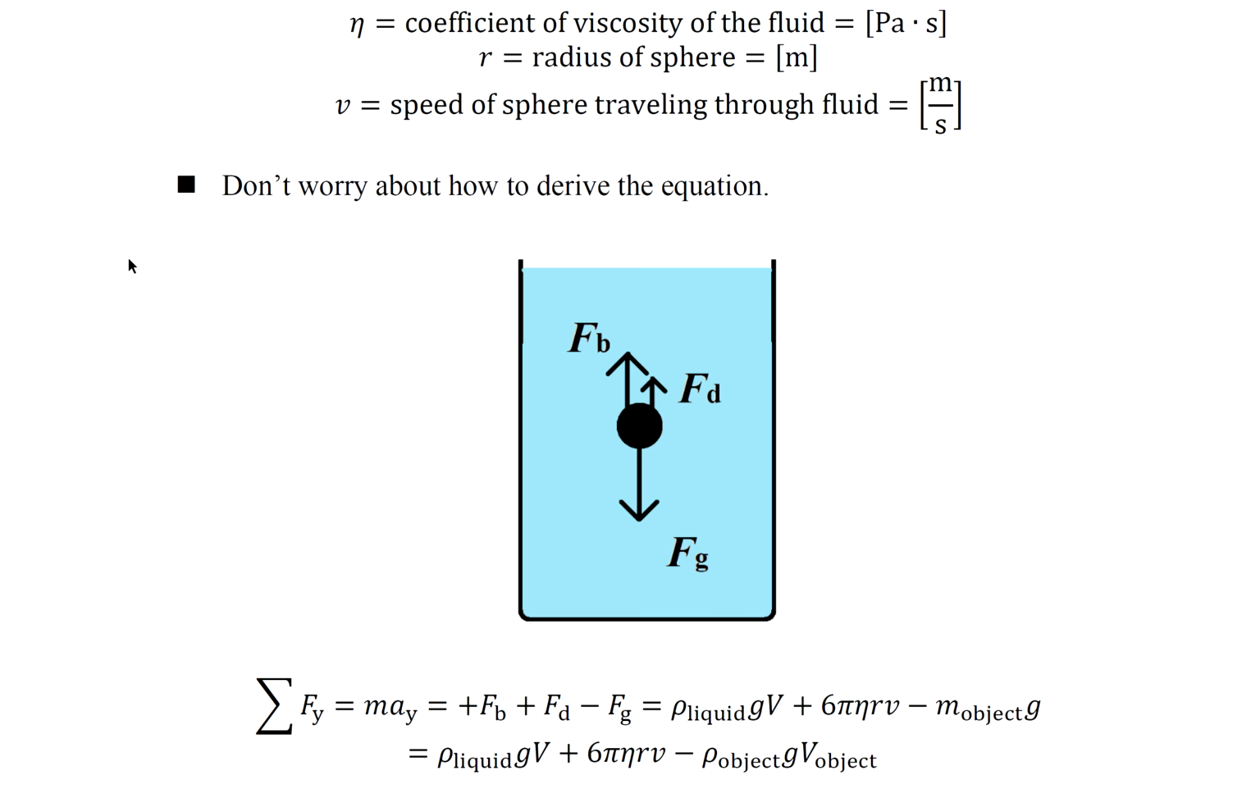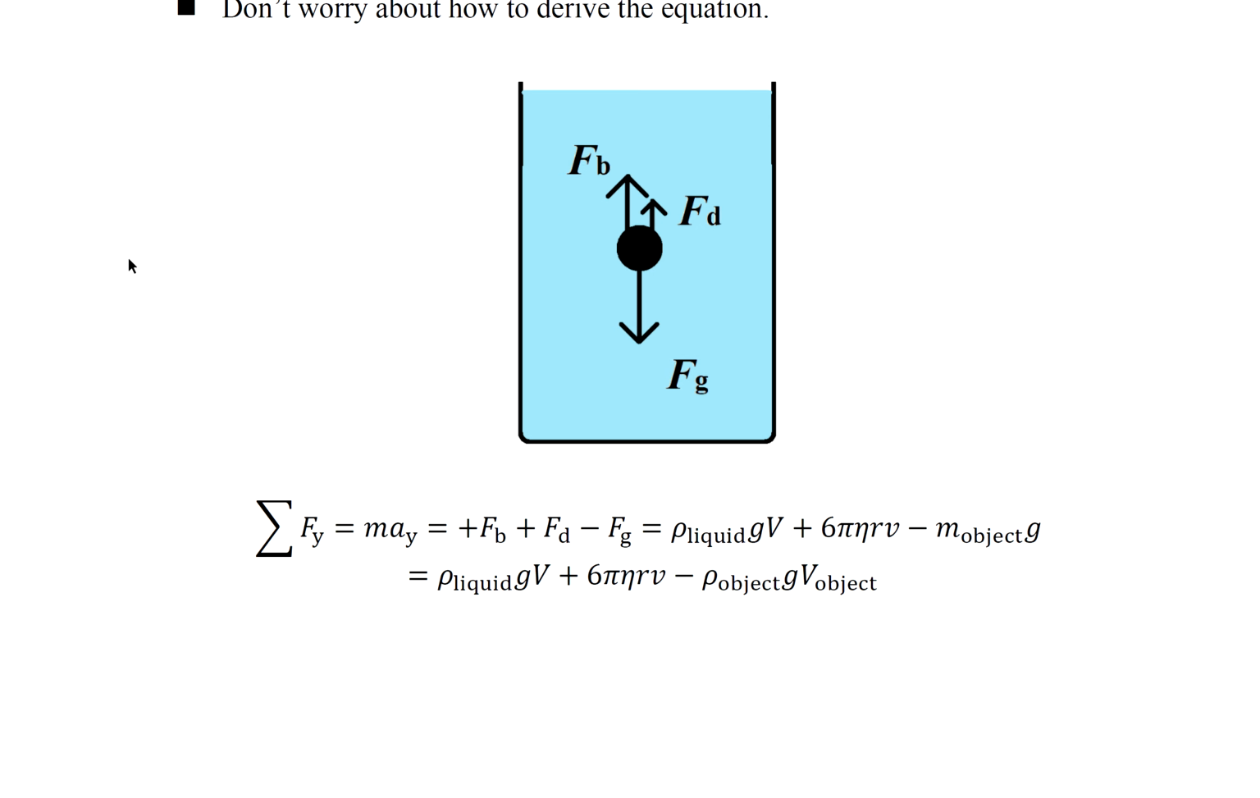So if an object is going down, the buoyant force points upward, the drag force points upward, and the force of gravity points downward. I'm saying positive y is up. So buoyant force is rho g V, 6 pi eta R V is up, and mg is down.